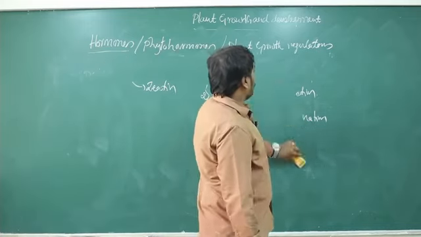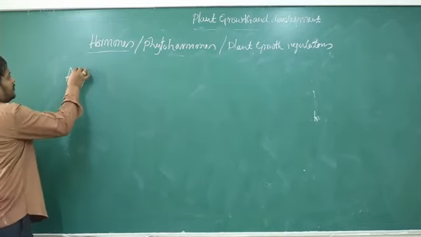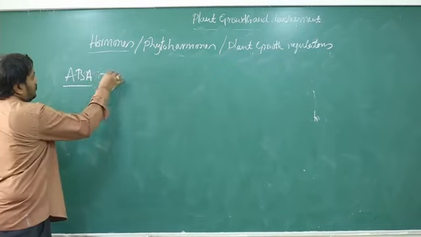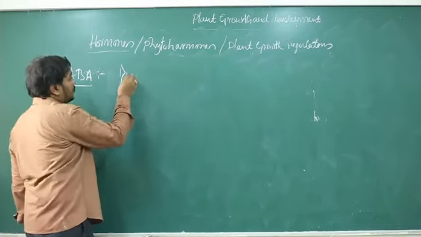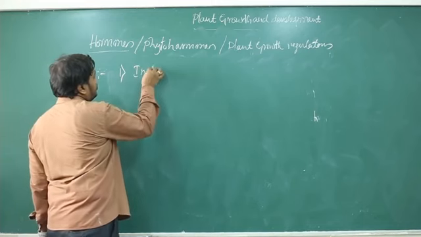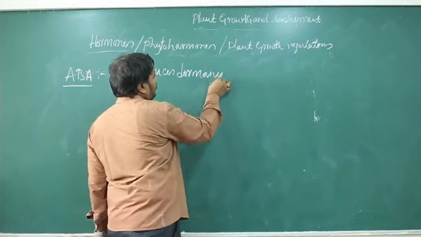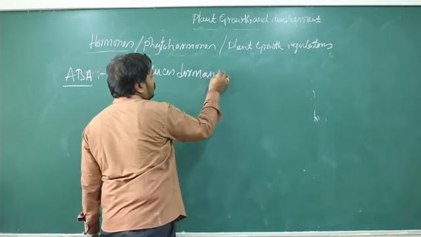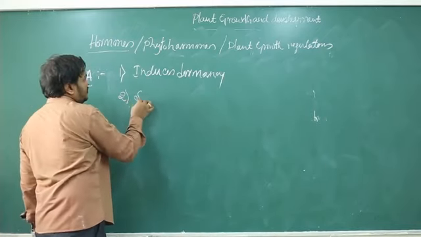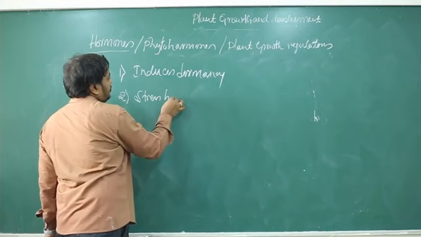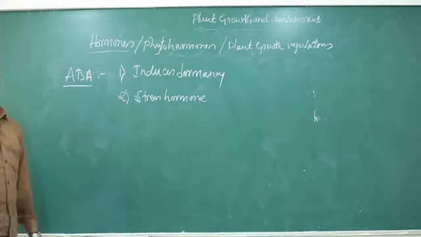Next we move to the plant growth retarders like abscisic acid. This abscisic acid's physiological role, mainly it induces dormancy. The seed is not allowed to germinate if the abscisic acid concentration is more, and it is called the stress hormone. In plants we call this a stress hormone. So when a plant starts to feel stress, abscisic acid is accumulated more.